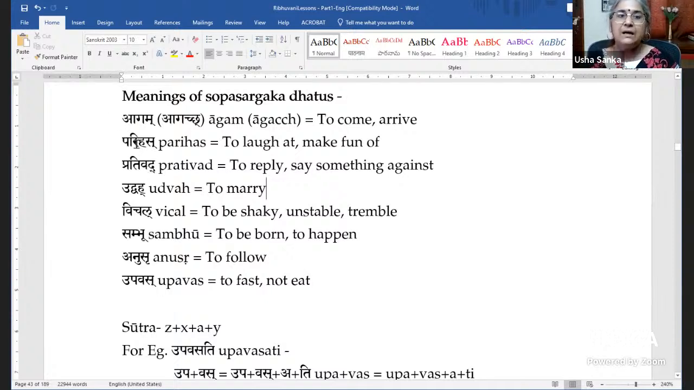Right. So these are the dhatus, and this is the part which is added: the pari, the prati, the ud, the vi, the sam, the anu, the upa. All these things are added before the dhatu, like vas, sr, bhu. It is called the dhatu, but this which is added is called upasarga, and both together will change the meaning of the whole dhatu. This is the primary feature.